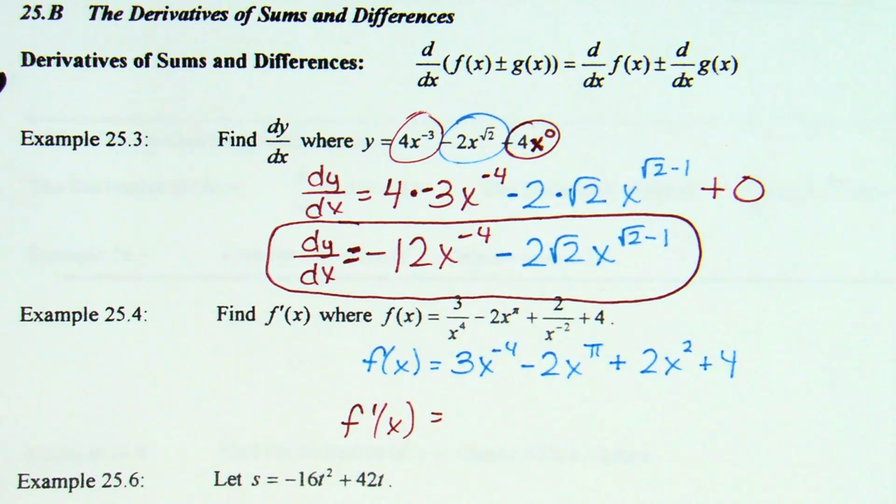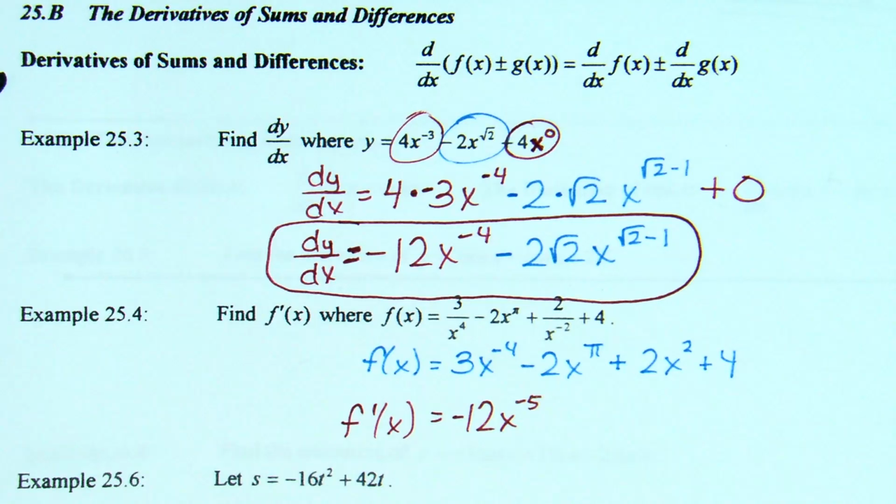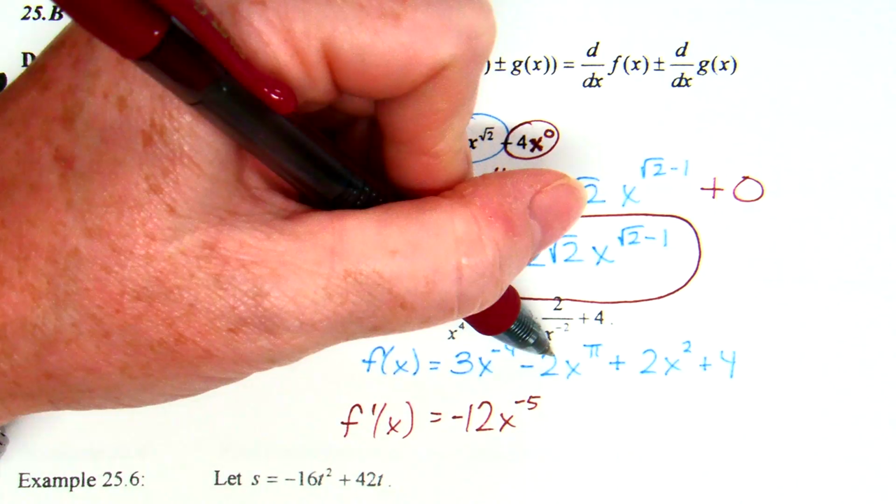Yeah. What is the derivative of 3x to the negative 4th? Negative 12x to the negative 5th. Are we okay with that? Multiply the negative 4 out front, you subtract 1. Okay? What is the derivative of minus 2x to the pi?